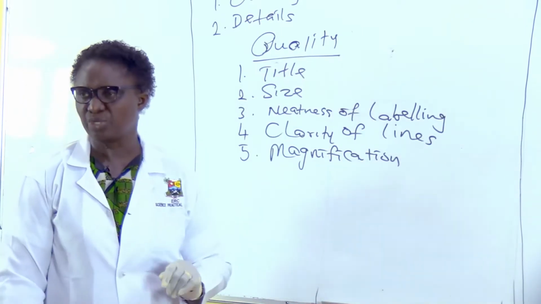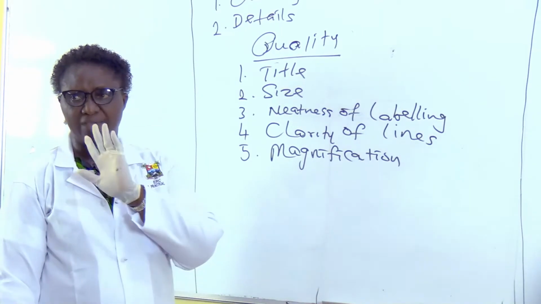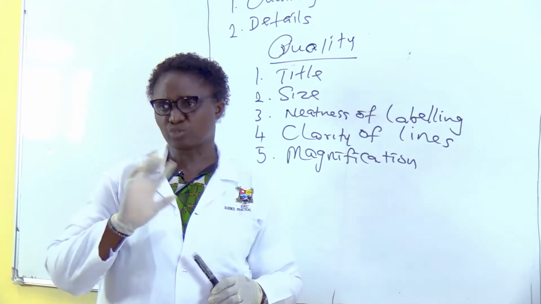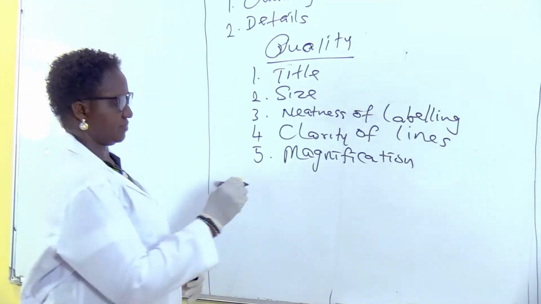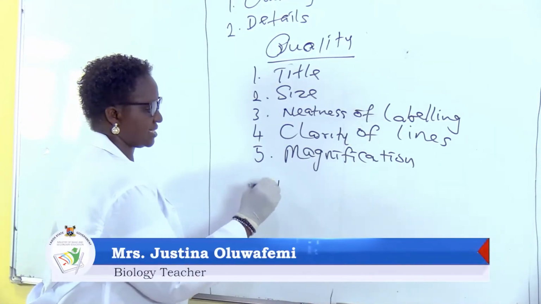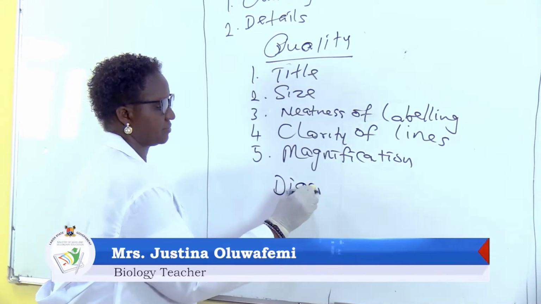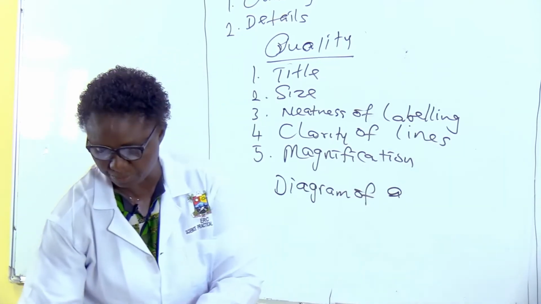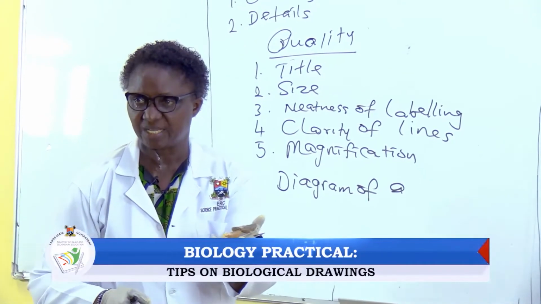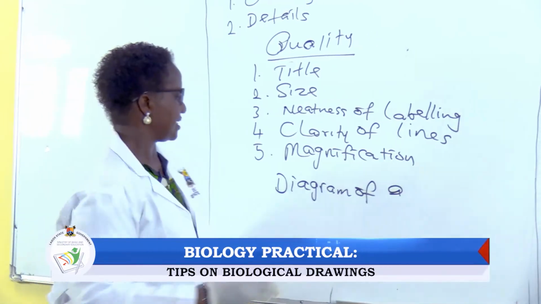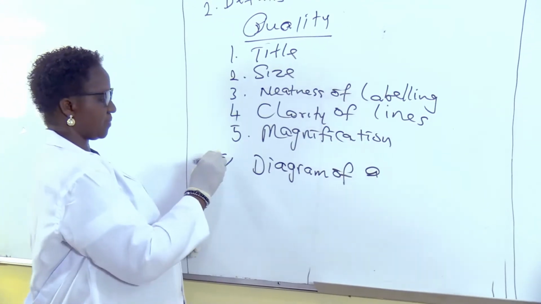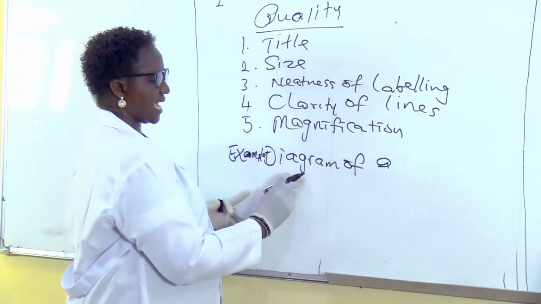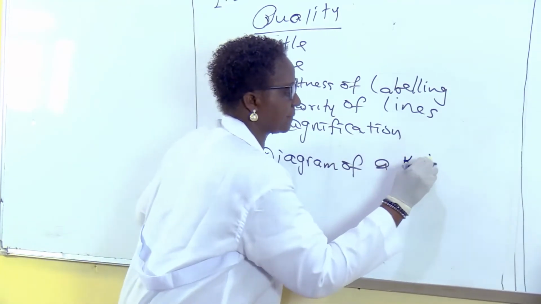Quickly, we go through the following. When I say title, every biological drawing is expected to have a title. And the accepted way by the examination body to write the title is in this way. All titles should start with diagram of a. For example, we are going to be drawing a kidney. So permit me to write this. This is an example: diagram of a kidney.